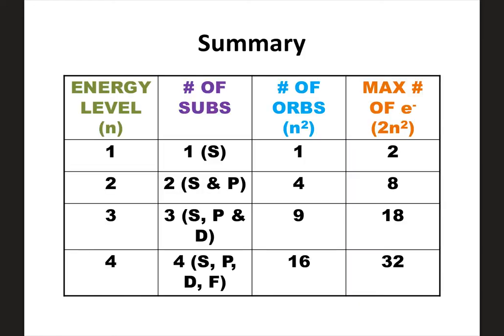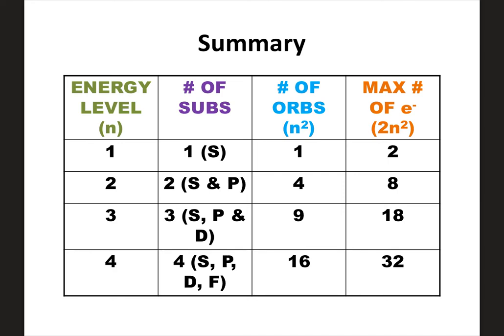This slide summarizes pretty much all that information about energy levels, sublevels, orbitals, and the maximum number of electrons you can have. Remember, your energy levels are your rows on the periodic table. You could look at your table and see which sublevels are in which energy level. For example, in energy level 2, you only have a 2s and a 2p. That's why there are only 2 sublevels there.